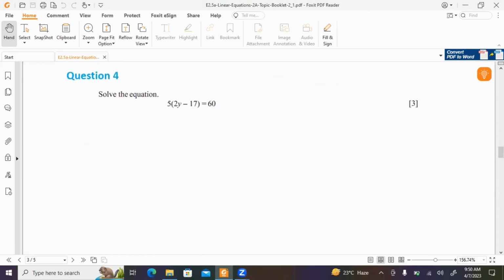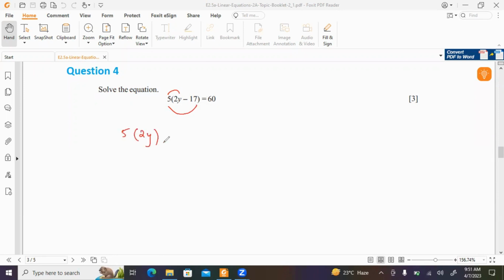This is pretty much similar. Question 4. In question 4, we're using two things. We're expanding brackets like we've done before, and we're collecting like terms as well. I'm going to begin with expanding the brackets, which means 5 is going to get multiplied with 2y and with negative 17. So 5 times 2y plus 5 times negative 17 equals 60. 5 times 2y is 10y. 5 times negative 17 is going to be negative 85 equals 60.